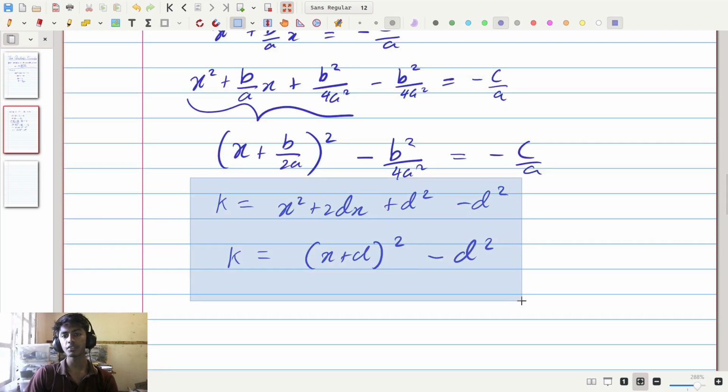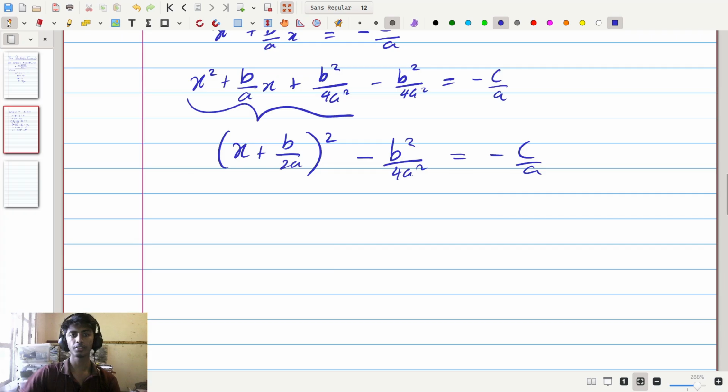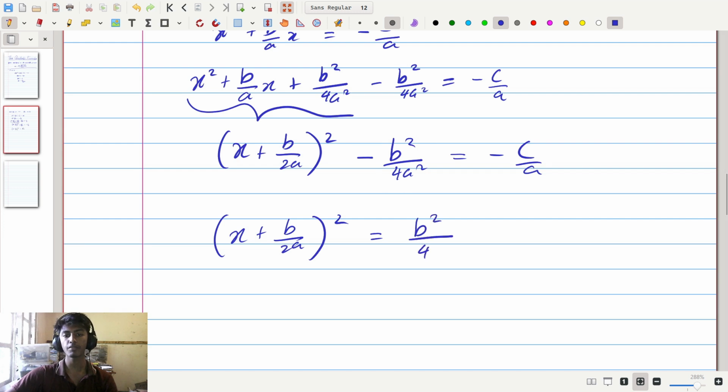Let's now erase some of this rough work and continue our solution. Here we can see that this whole thing can be taken to the right hand side. Doing so, we get (x plus b divided by 2a) whole thing squared being equal to this thing on the right, which is going to be b squared divided by 4a squared minus c divided by a.